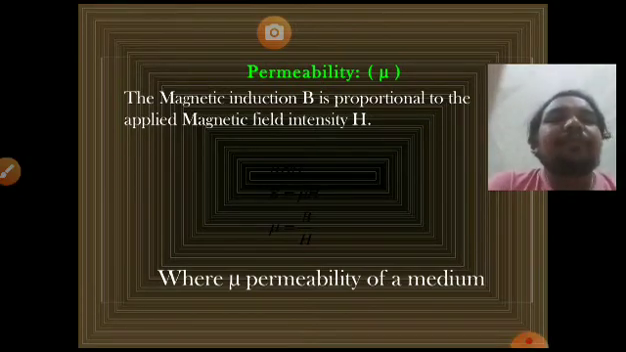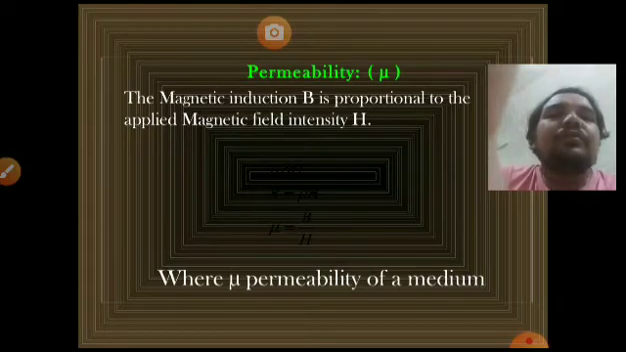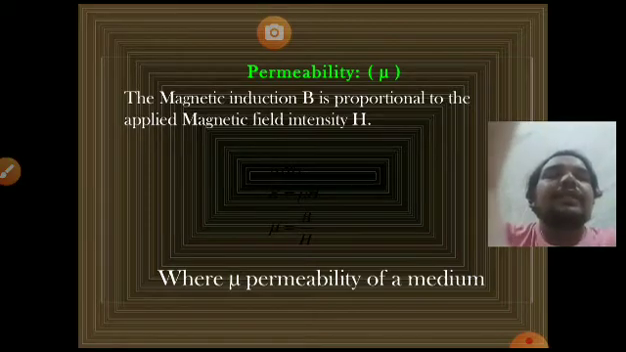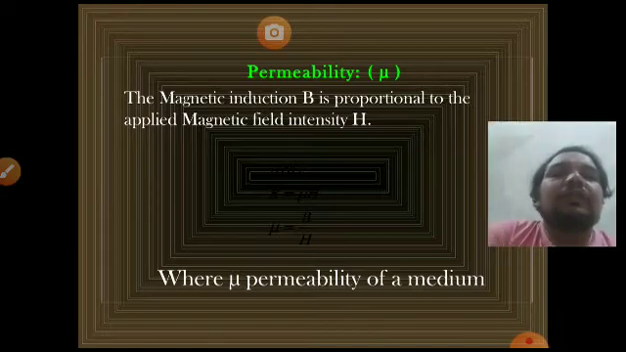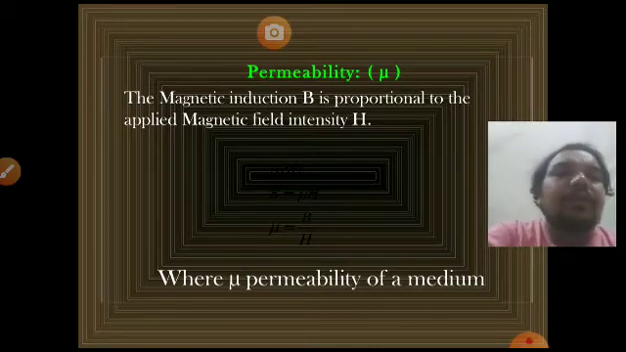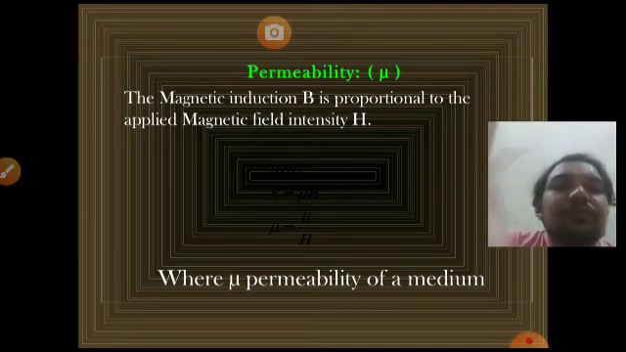Next, permeability, denoted by mu. The magnetic induction B is proportional to the applied magnetic field intensity H, where mu is the permeability of the medium. B is directly proportional to H, so B is equal to mu H, and mu is equal to B by H.